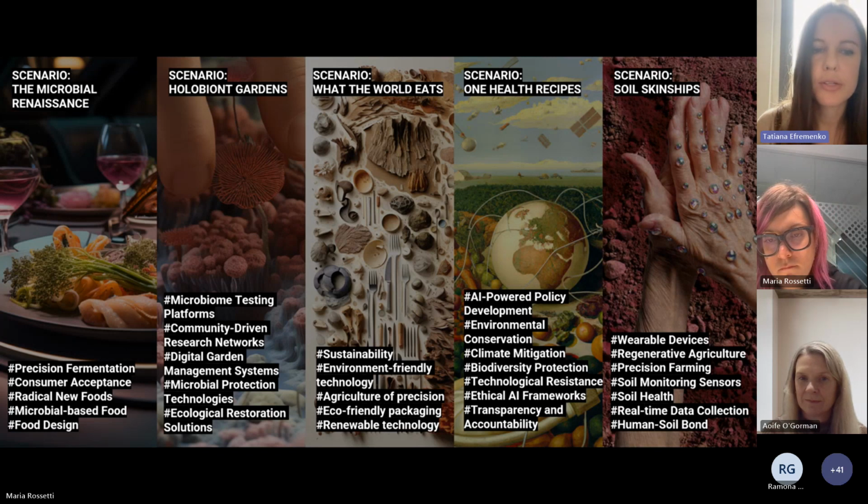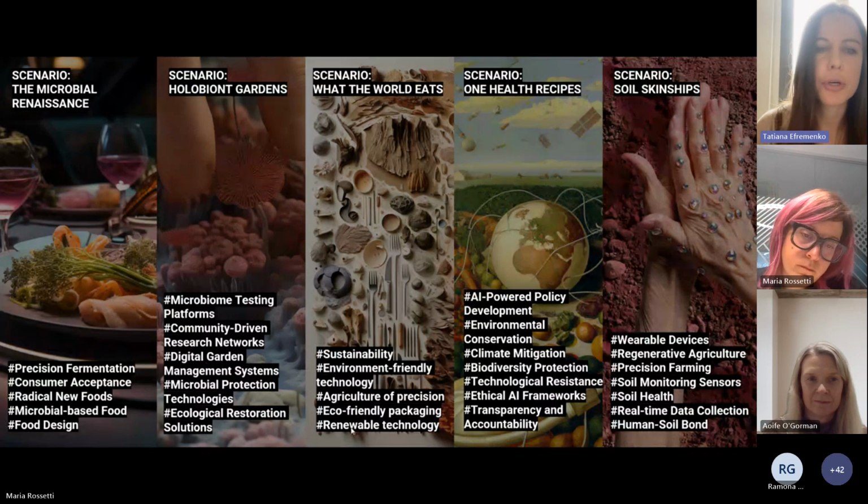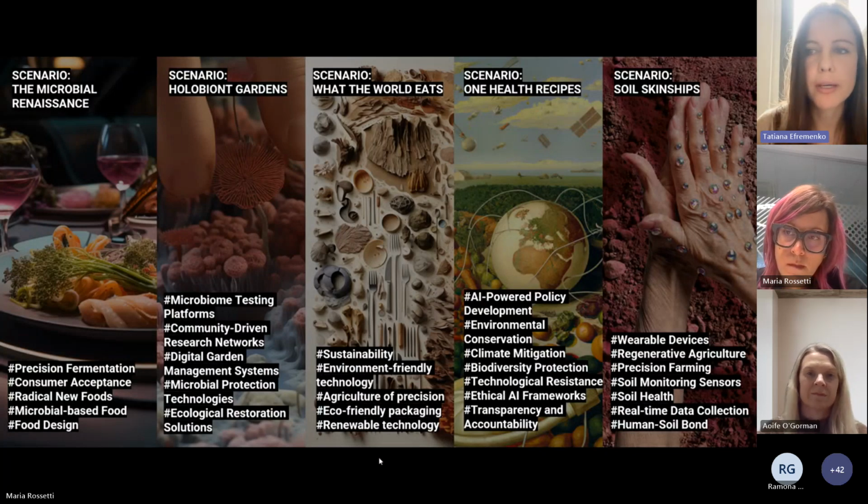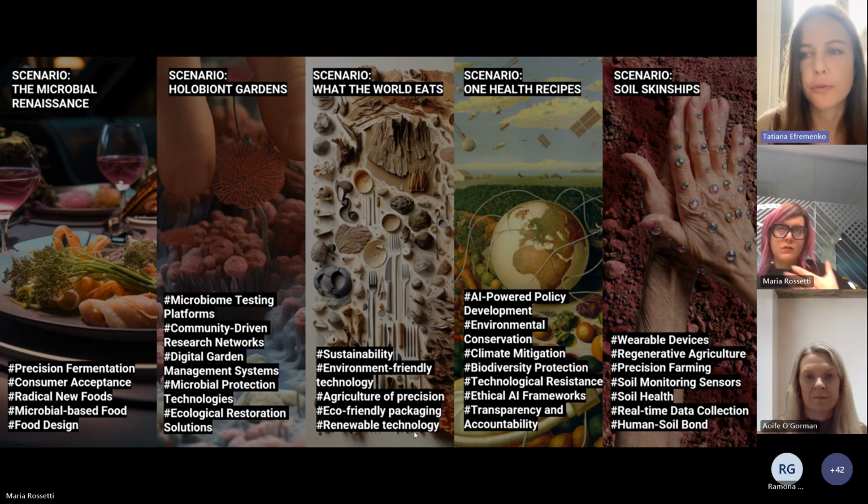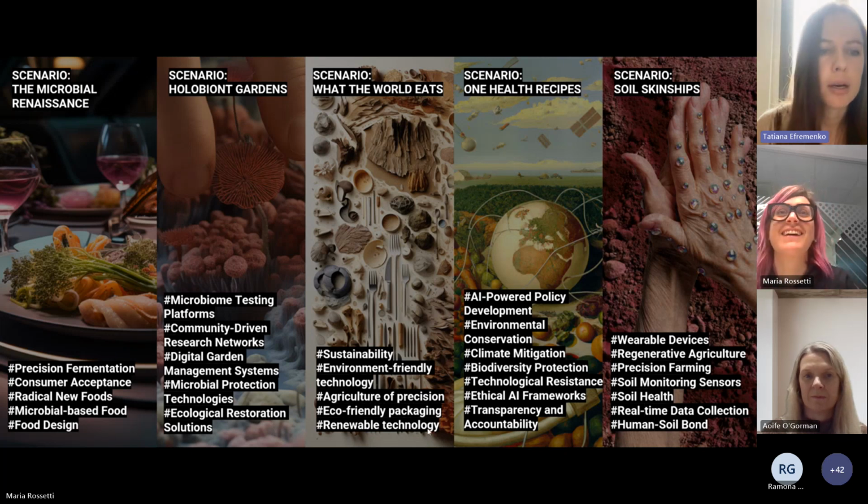And so the scenarios, as you can see, based on the keywords, they cover different topics such as precision fermentation and consumer acceptance of radically novel food types, or we also have scenarios based on microbiome-based technologies, precision agriculture, renewable technologies, and eco-friendly packaging. Also, some scenarios are exploring environmental conservation and ethical AI development in environmental monitoring. Also, we have scenarios exploring sensors for soil health, and also exploring the bond between human and soil. Next slide, please.